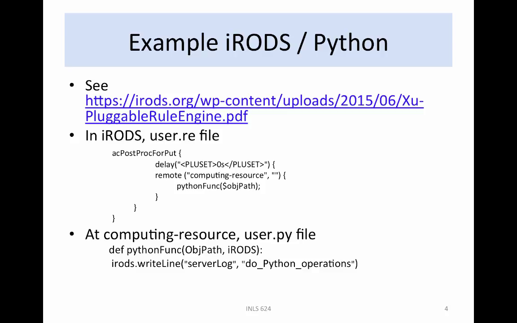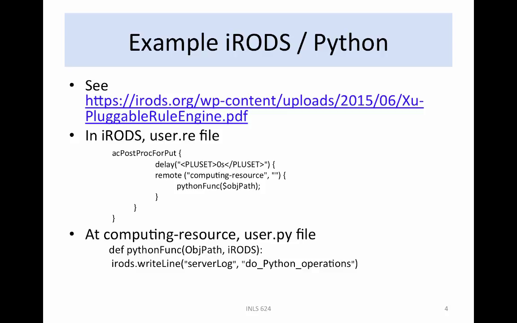An example of the execution of a Python script from the iRODS rule language is shown here. The rule is loaded into the rule base to control what is done each time a file is loaded into the data grid. At the acPostProcForPut policy enforcement point, a delayed execution is invoked of a Python script that is located on a remote resource called computing resource.